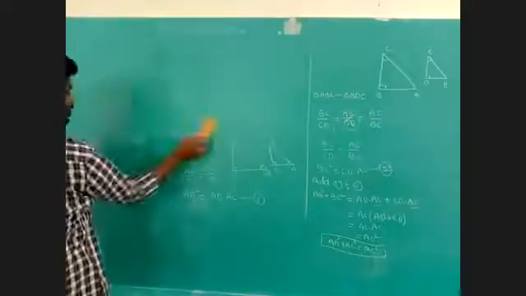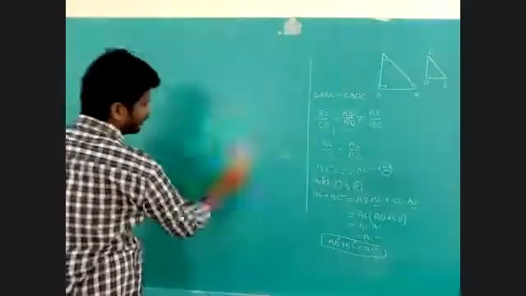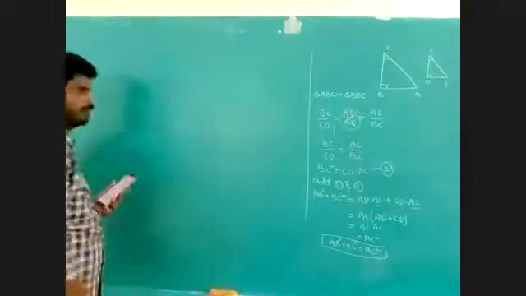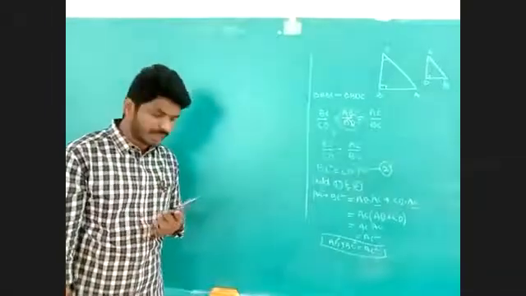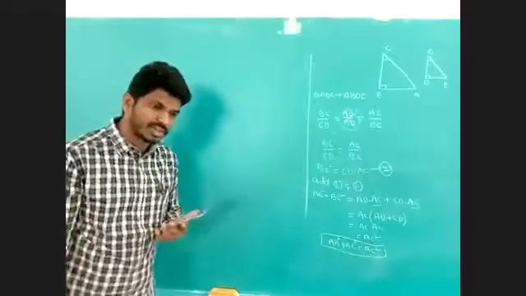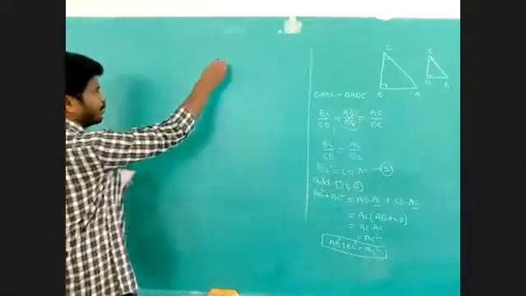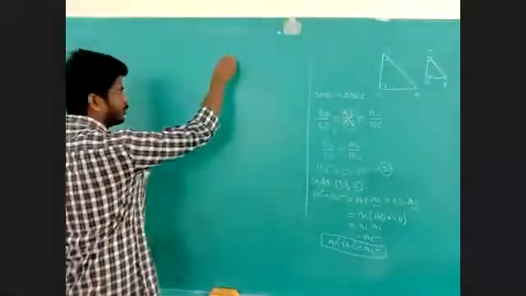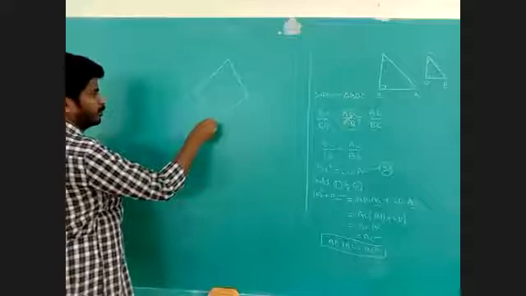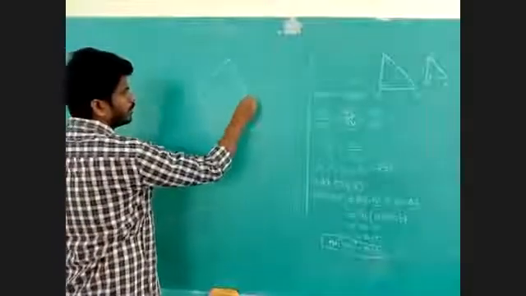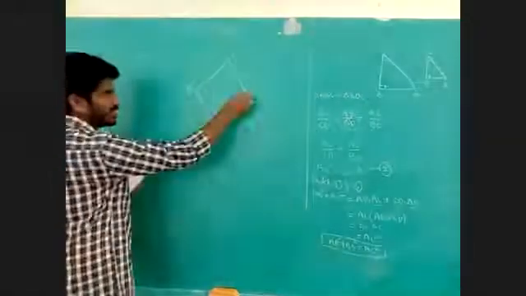Rhombus. What is meant by rhombus? Tell me the definition of rhombus. Sir, all sides are equal and diagonals are perpendicular to each other. So take one rhombus. ABCD is the rhombus. In this rhombus, all sides are equal, right?